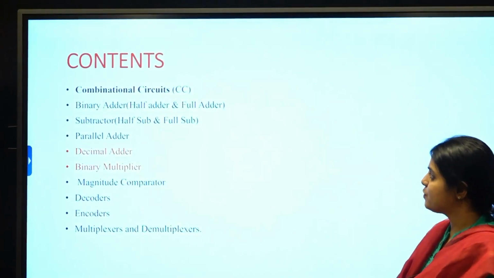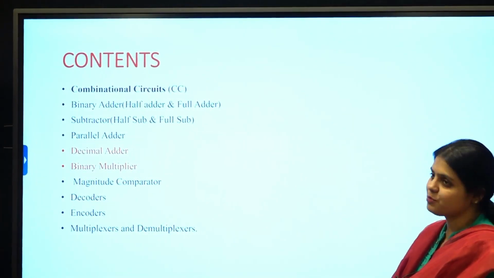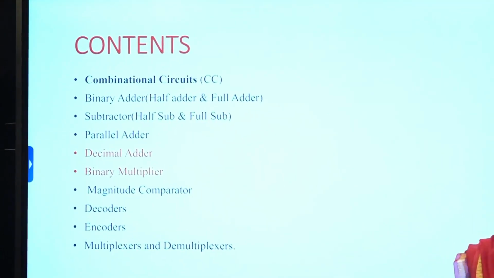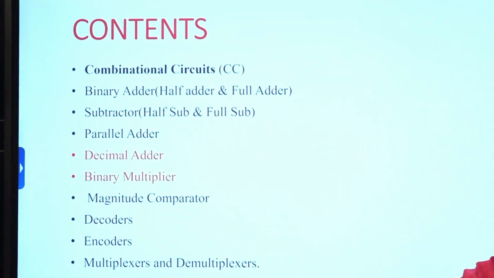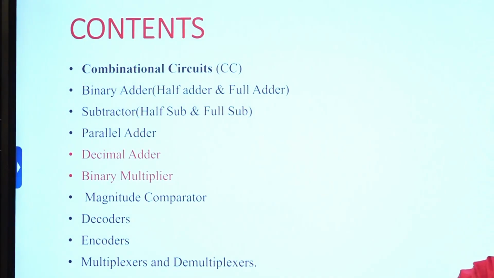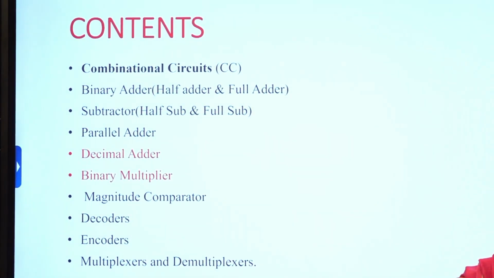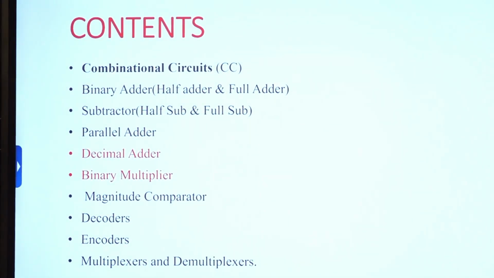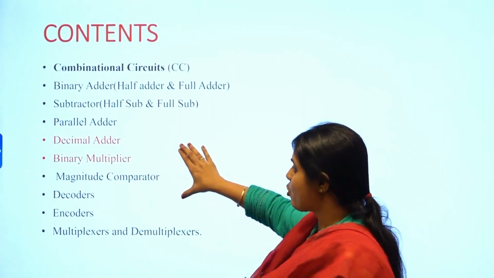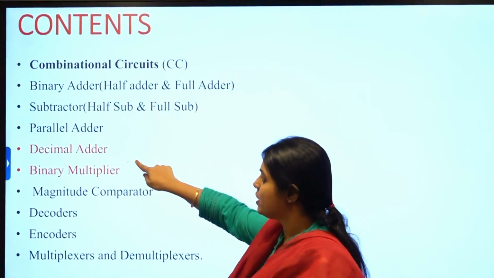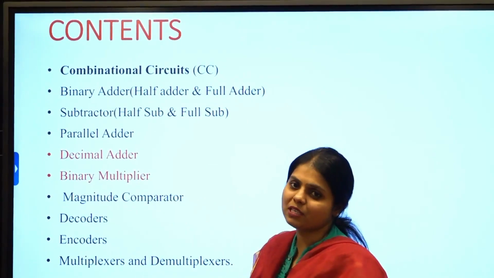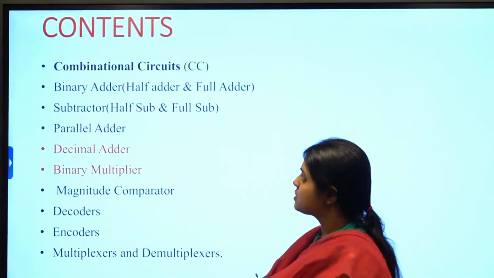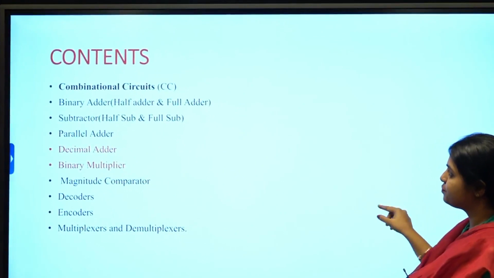In the last sessions we have covered adder and subtractor, and in depth we have covered half adder, full adder, parallel adder, and then we started with subtractor: half subtractor, full subtractor and parallel subtractor. Today in this session we would be discussing two more important combinational logic circuits, which are decimal adder and binary multiplier. So today we will be discussing these two topics.